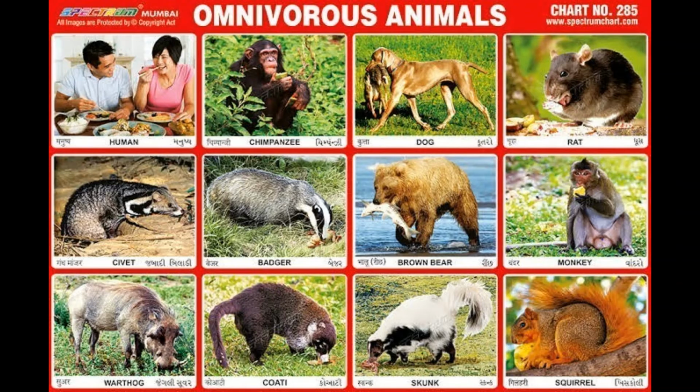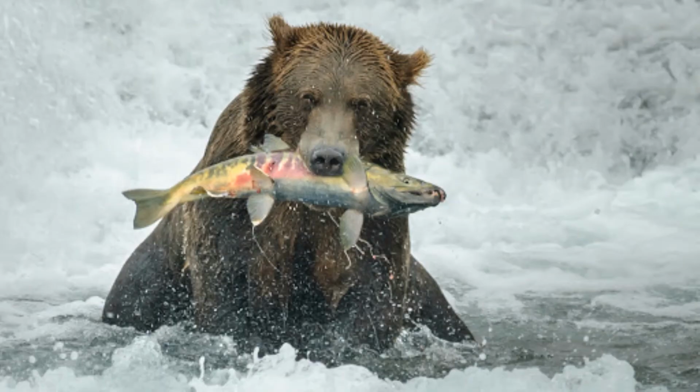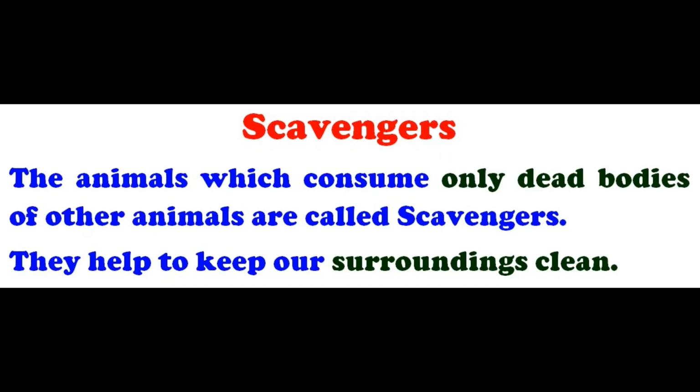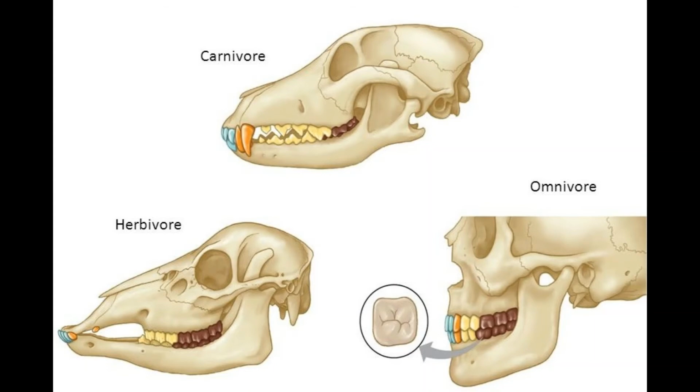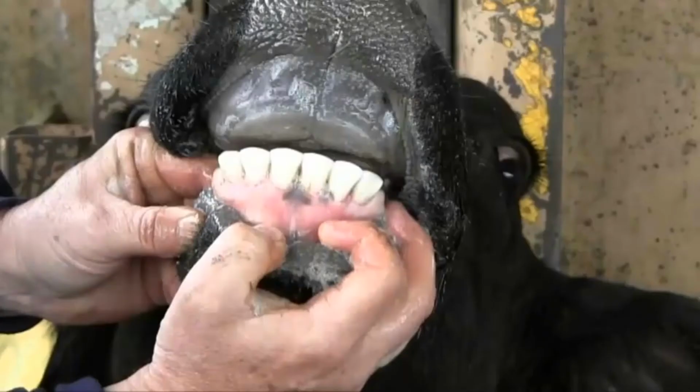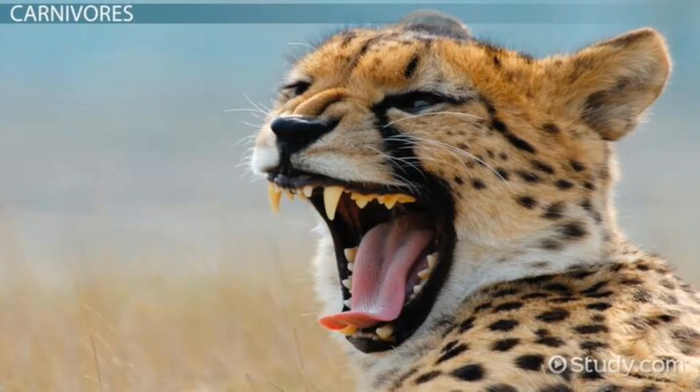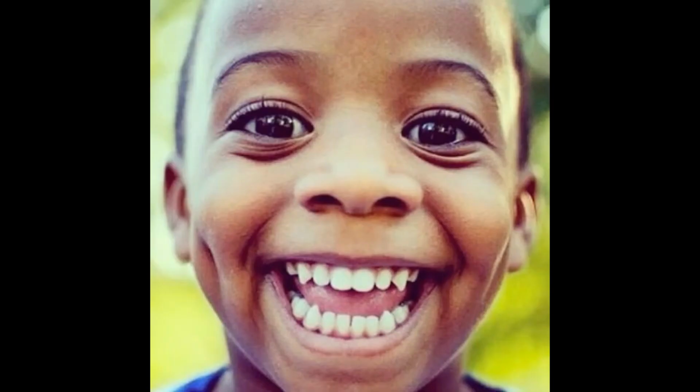We humans, our domestic dogs and cats, bears, etc. are omnivores. There is one other category of carnivores. They are carnivorous, but a subcategory. We call them scavengers. Scavengers are the animals that consume dead bodies of other animals. Examples: vultures, jackals, crows. These animals are very necessary to keep our surroundings clean. And note that all these animals have different kinds of teeth to help them eat the food they like.